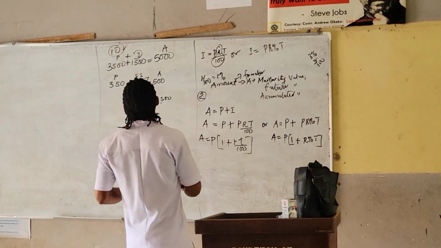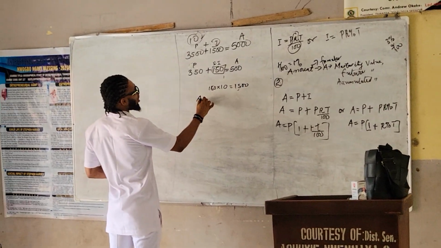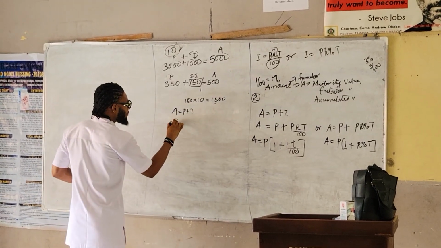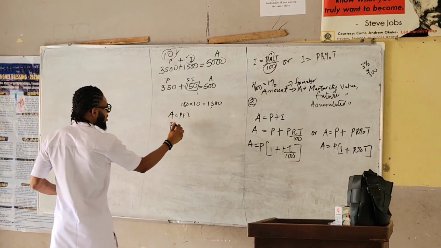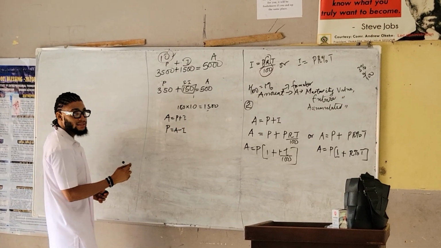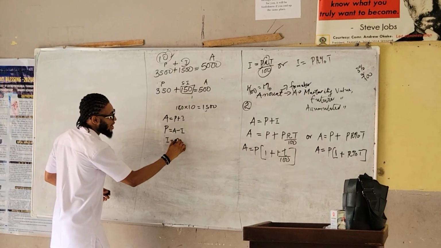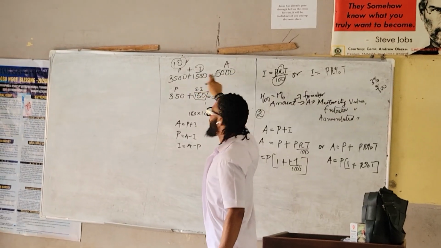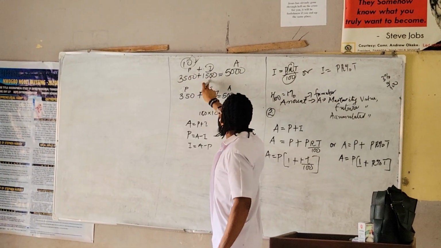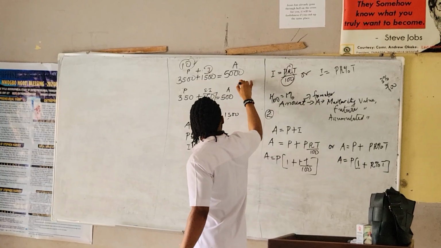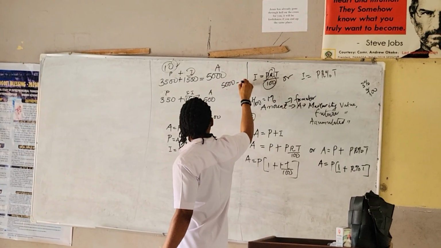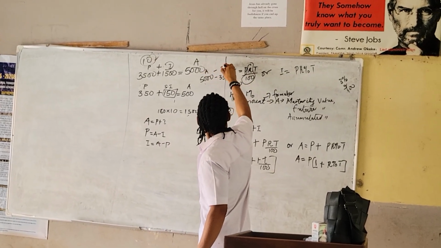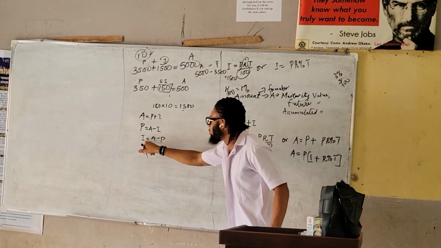Now, A is equal to P plus I, right? What is P? P is equal to A minus what? Minus I, right? And I is equal to A minus what? P. Example: P plus I is equal to A. Now 5,000 minus 3,500 is equal to what? That means this is amount minus principal is equal to what? And interest is equal to amount minus what?